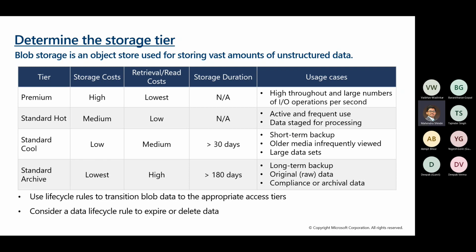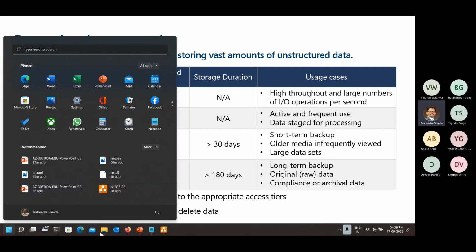Storage duration. There is no specific duration for premium and hot standard. You can keep it for as long as you wish. But for standard cool and standard archive, there is a duration of roughly 30 days or more. Actually, you can even decide these days. You can also provide your own numbers over there. You can create a lifecycle rule there. I will show you how it is done.